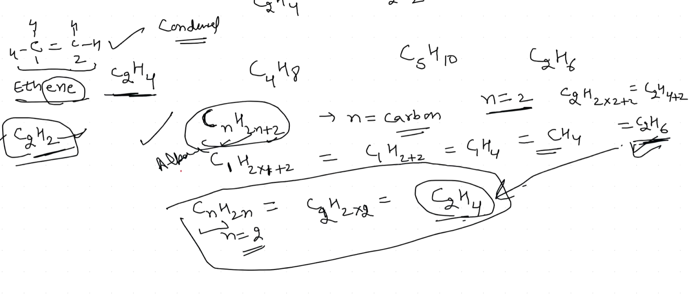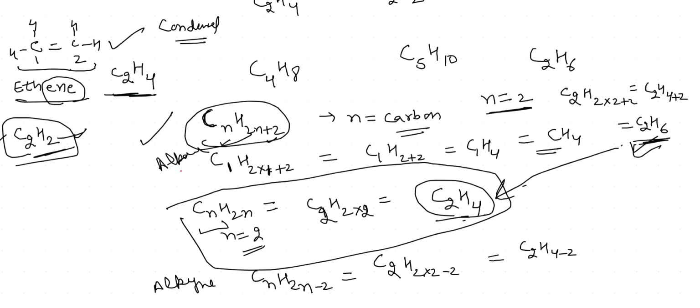So similarly, we can also identify the alkyne by putting the value of n in the formula, and the formula is CnH2n-2. And put here the value n is 2, H is 2 into 2 minus 2, then it is equal to C2H4-2, C2H2.